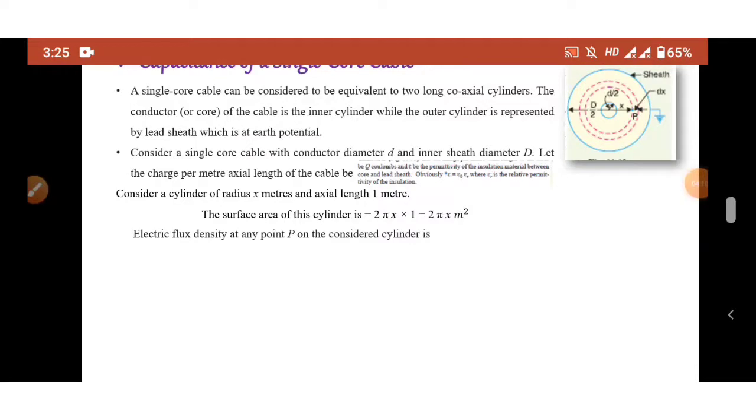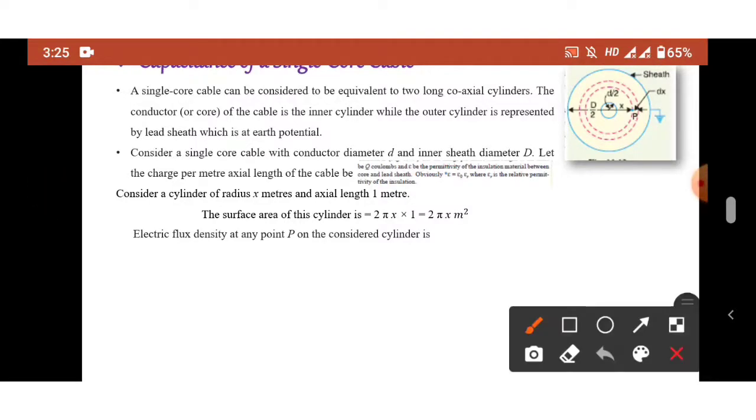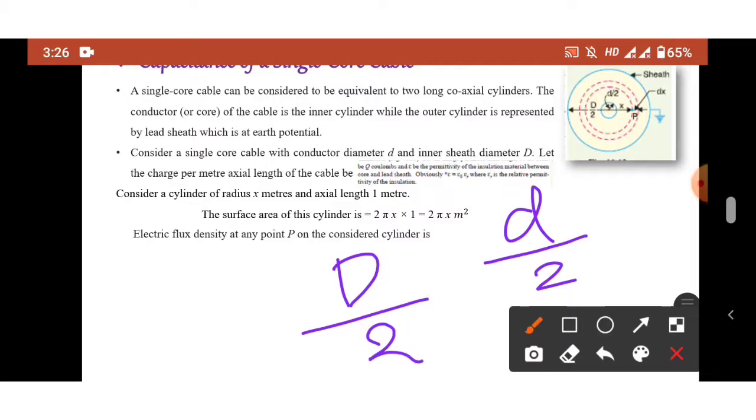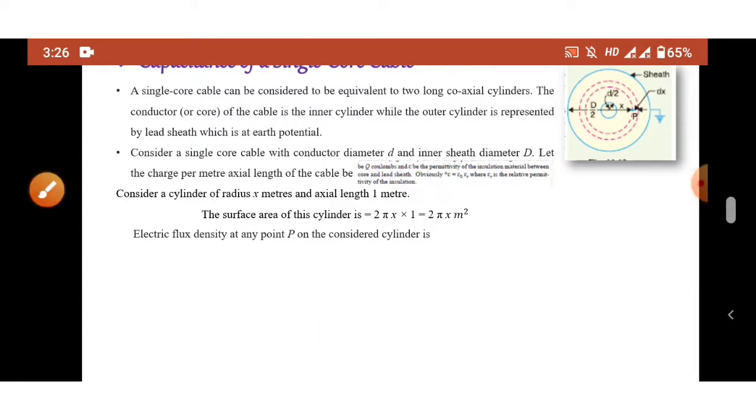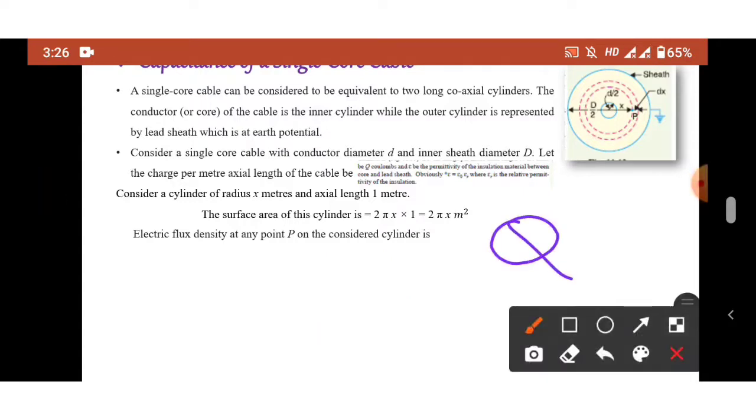So here the radius of this conductor is small d by 2. So the diameter of conductor is d, then the radius will be d by 2, and the internal sheath diameter is capital D. The radius of internal sheath will be capital D by 2. And let us assume that the charge per meter axial length of the cable as Q coulombs, and the permittivity of the insulator, let us take it as epsilon. We know that epsilon will be equal to epsilon 0 into epsilon r.